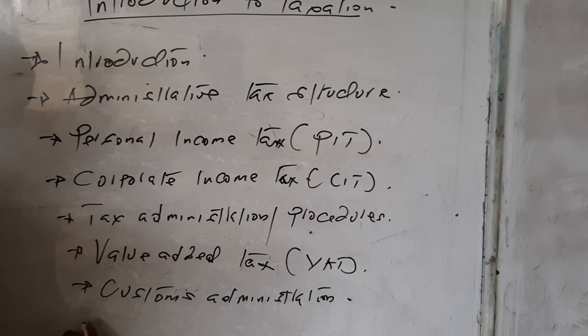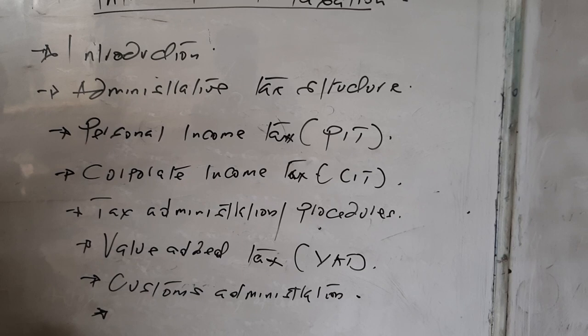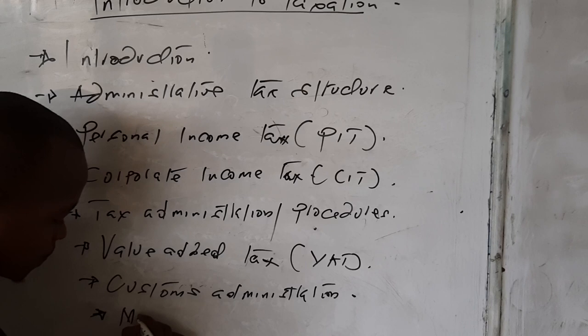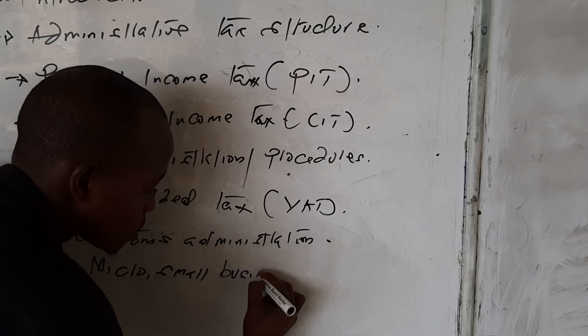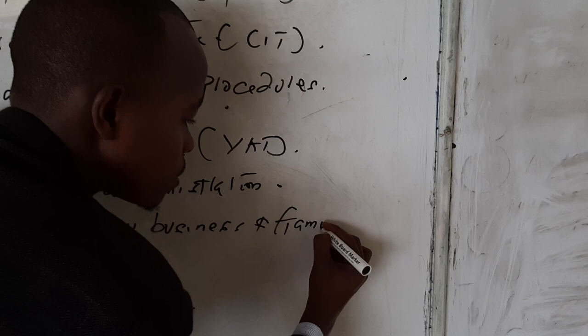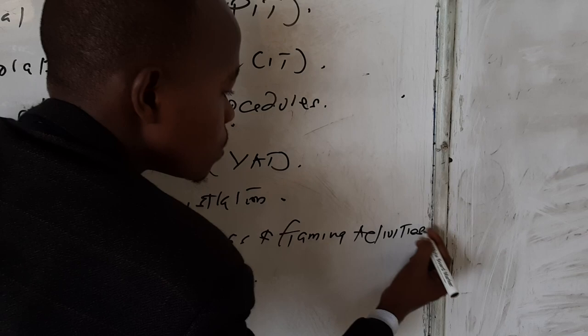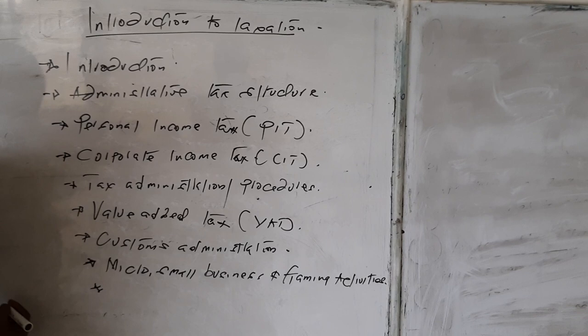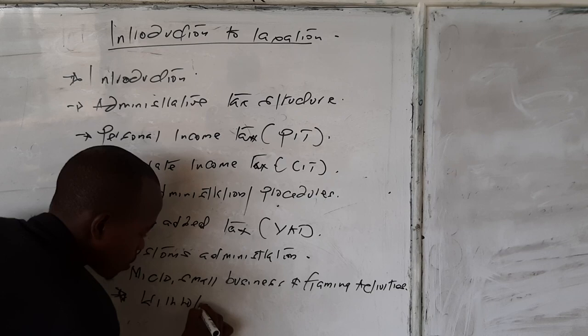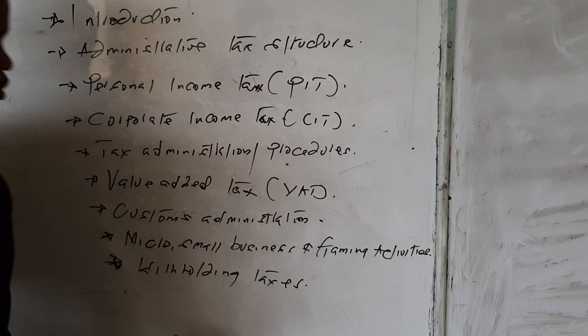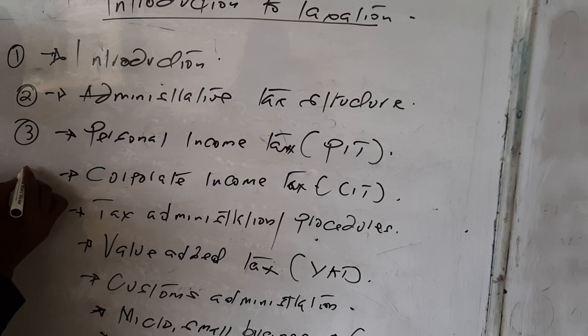The next chapter we are also going to look at here is the micro small business and gaming activities. The next chapter we have to look at here is the withholding taxes, which marks our last chapter at this level.